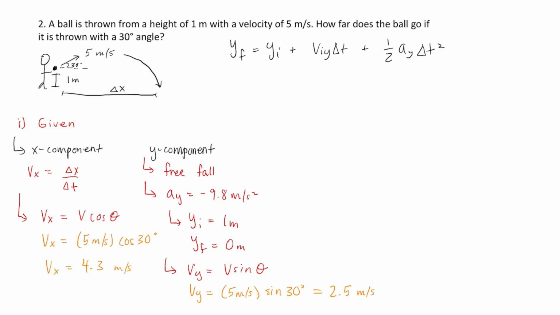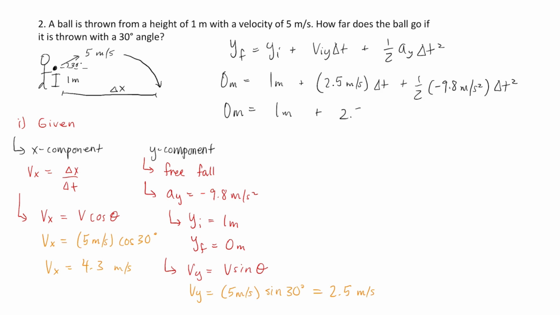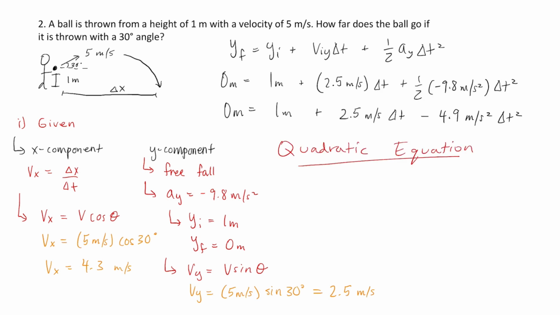So now, using this kinematic equation, we will plug in our values and simplify. And what we're left with is a quadratic equation in the form ax squared plus bx plus c is equal to 0. And in this case, a is equal to negative 4.9 meters per second squared, b is equal to 2.5 meters per second, and c is equal to 1 meter.